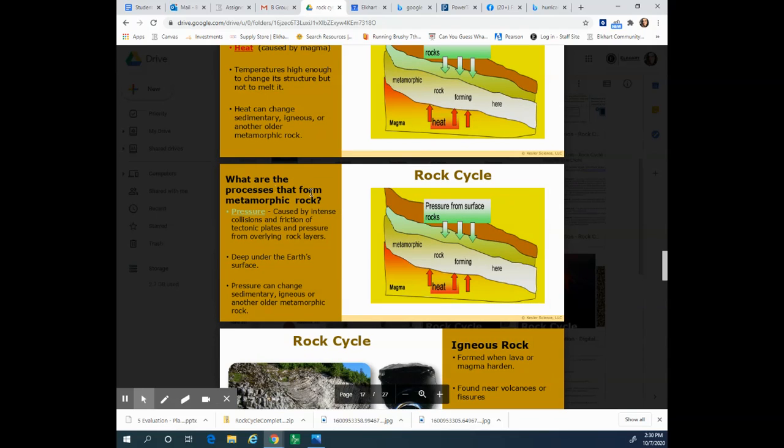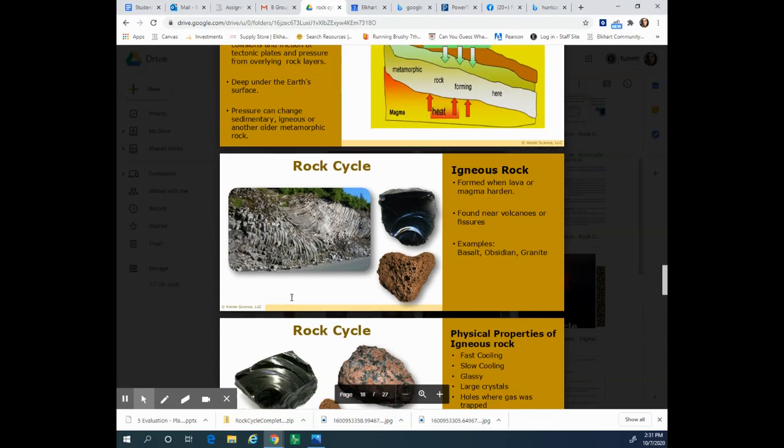What are the processes that form metamorphic rock? Pressure is caused by intense collisions and friction of the tectonic plates and pressure from overlying rock layers deep underneath the Earth's surface. Pressure can change sedimentary, igneous, or other older metamorphic rock.